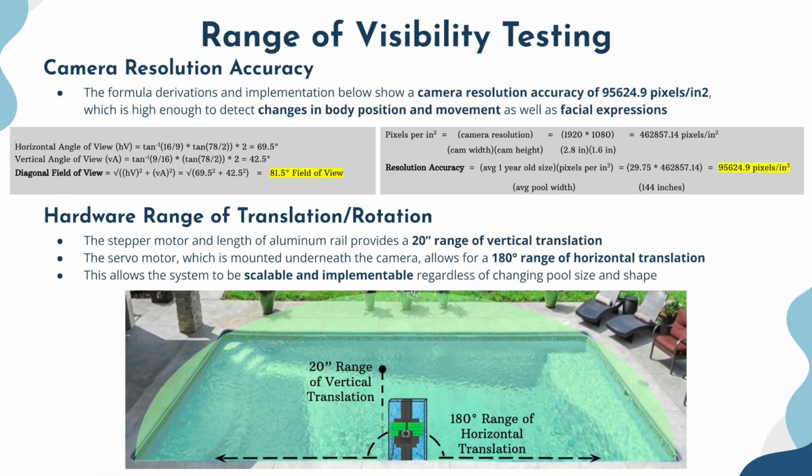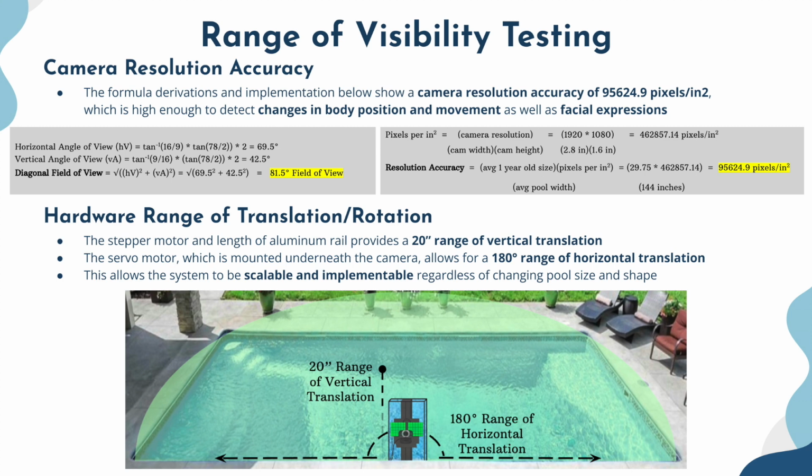After constructing the system, range of visibility tests were run. First, using calculations of the camera resolution accuracy, it was found to contain an 81.5 degree field of view per image of the camera, as well as an average resolution accuracy of 95,000 pixels per square inch, which is high enough to see even minor changes in facial expression, body position, and body movement.